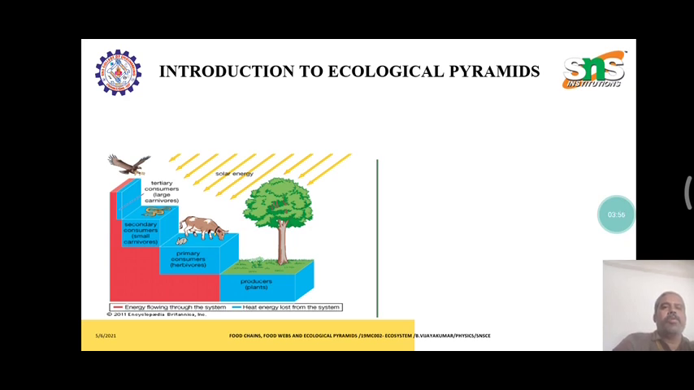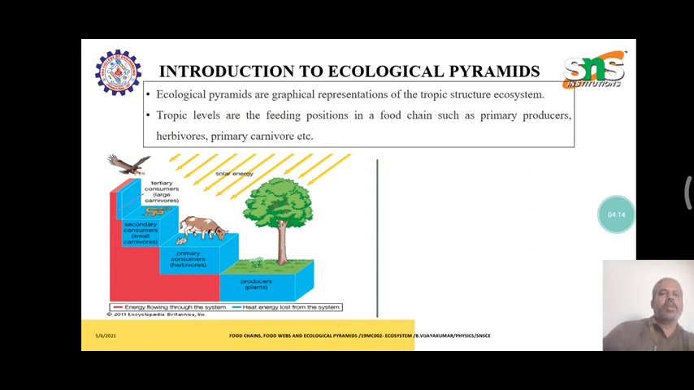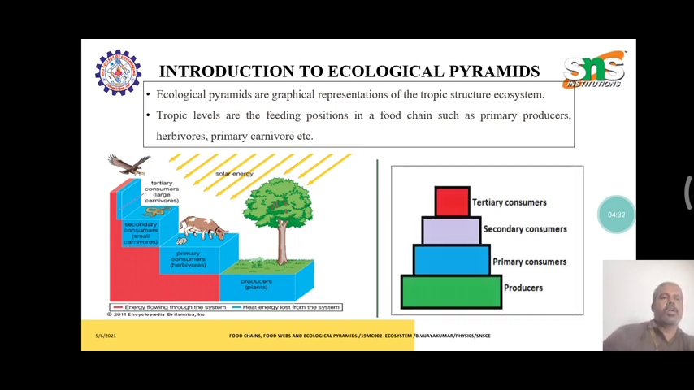Then, introduction to the ecological pyramid. In the ecological pyramid, the producer is at one level, then consumers in different categories, higher or lower levels, then the decomposers. Ecological pyramids are graphical representations of the trophic structure of an ecosystem. Trophic levels are the feeding positions in a food chain, such as primary producer, herbivore, primary carnivore, etc. The producer is green, then primary and secondary, and the last one, red, is the tertiary consumers.